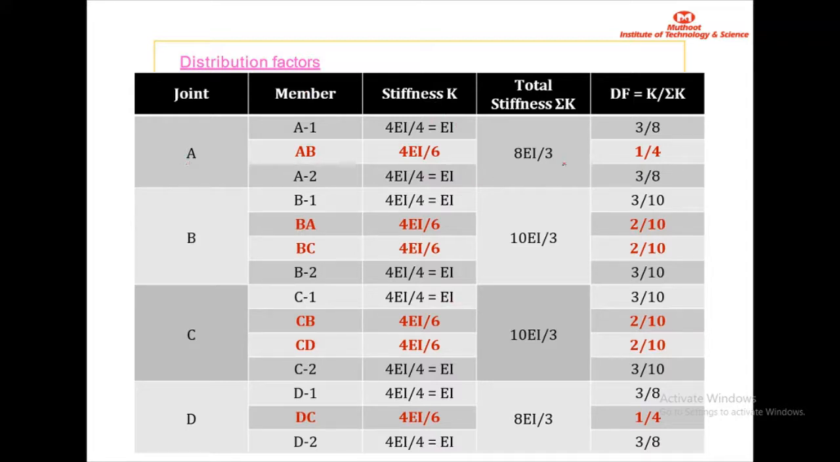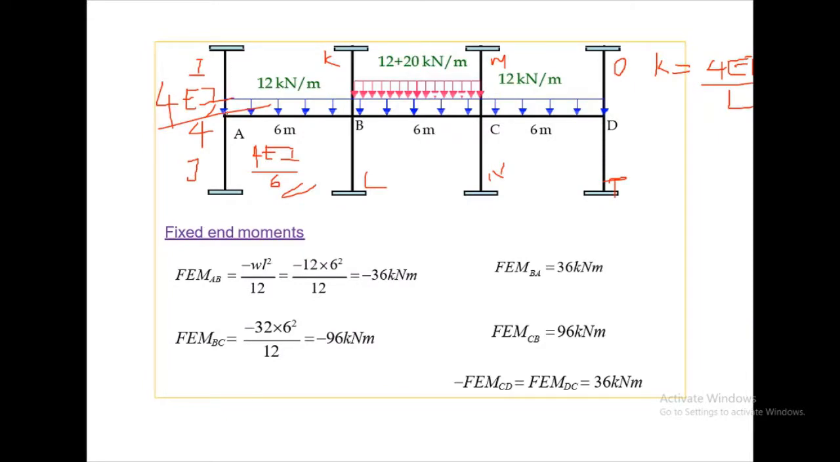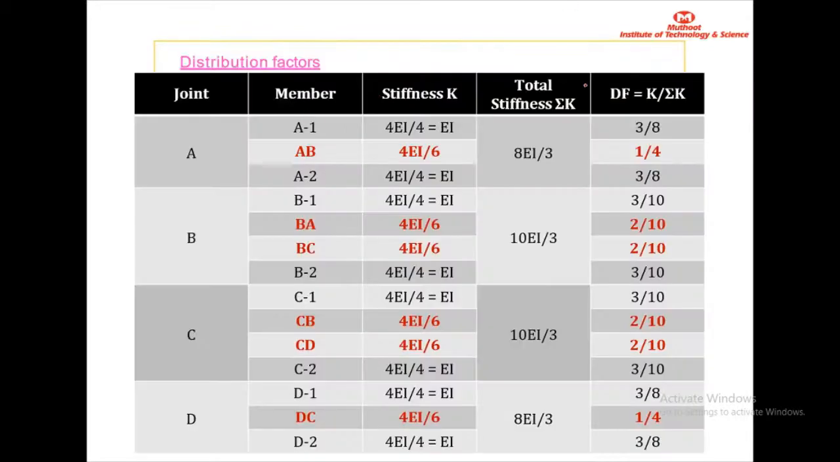And the next step is to add all these stiffness coefficients at a particular joint. If we consider the joint A, we have members IA, AJ and AB. We'll add the stiffness coefficients of IA, AJ and AB, and we'll get 8EI by 3. And similarly, you'll have to compute the sum of stiffness coefficients for each joint B, C and D.